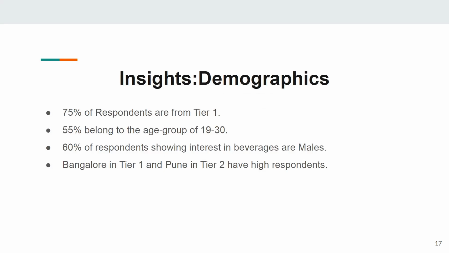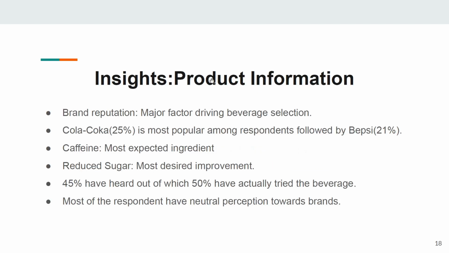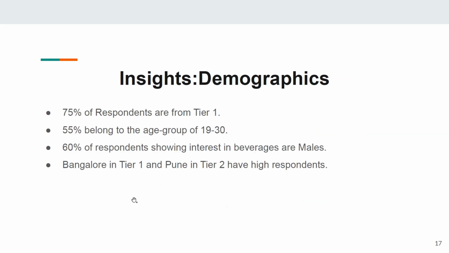Now these are the insights that I've listed down. So with respect to the first report, I've filtered out the insights regarding demographics, and I've listed them down in this slide. Similarly, here you can see the insights regarding product information have been given here. So Coca-Cola is the most popular. Caffeine is the most expected, and also they are desiring that the brands should reduce sugar in their beverages. Similarly, most of the respondents have a neutral perception towards brands.